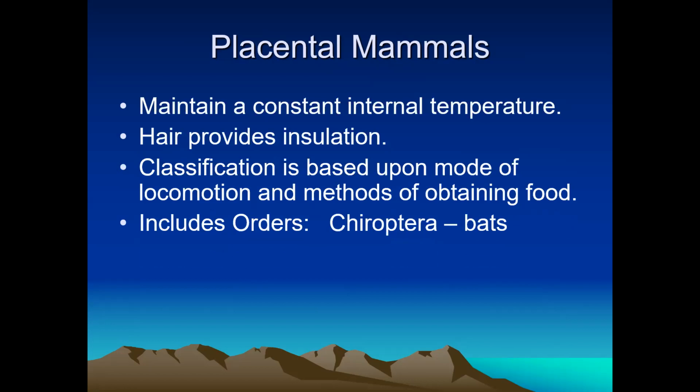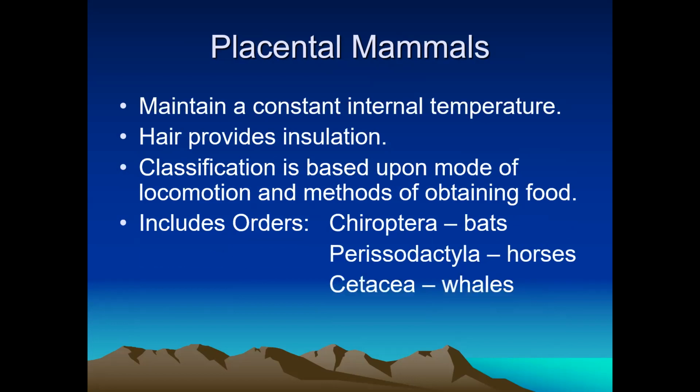Within class Mammalia, we have orders. So kingdom, phylum, class, orders. Getting you down really more specified into our classification below kingdom. We have some orders. We have Chiroptera, which is bats, Perissodactyla, which is horses, Cetacea, which is whales.